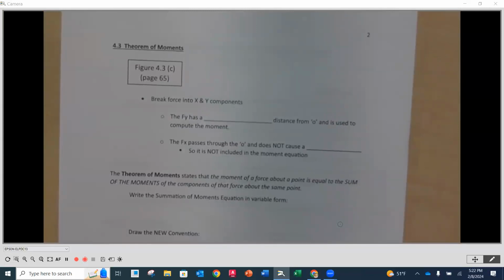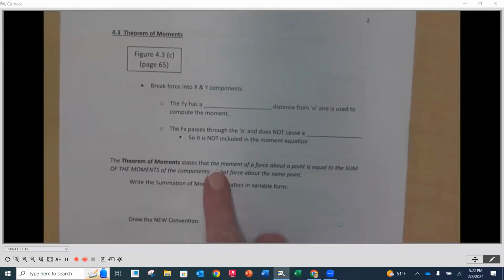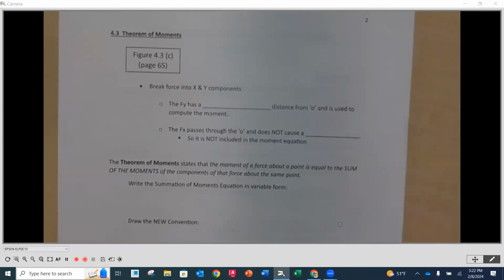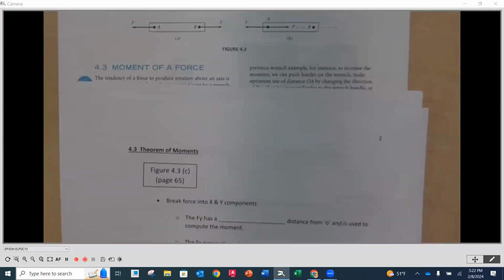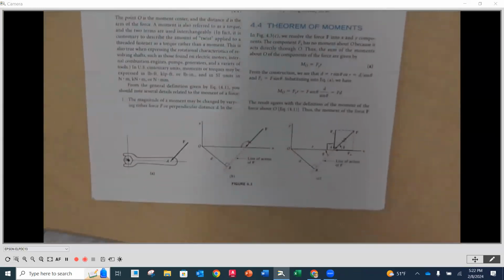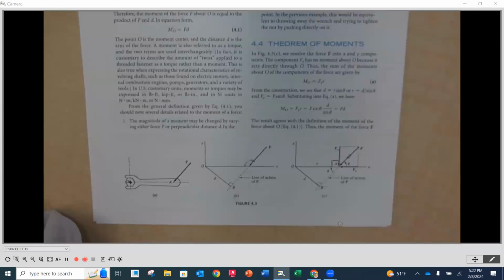Theorem of moments. Theorem of moments. It states that the moment of a force about a point is equal to the sum of the moments of the components of that force about that very same point. Okay. Now, as we had stated earlier, we are going to be finding the perpendicular distance of a force from a point that we're interested in knowing what is the tendency of that force to rotate about.